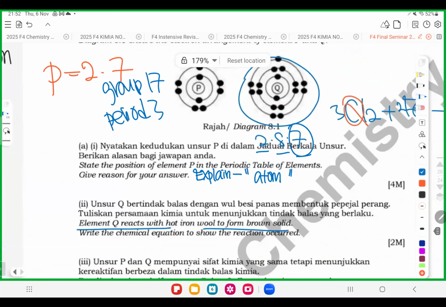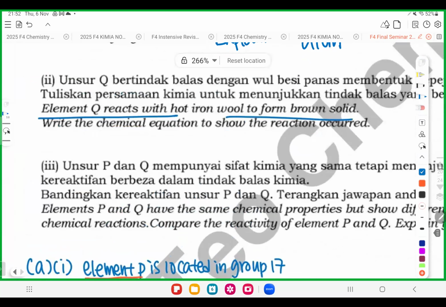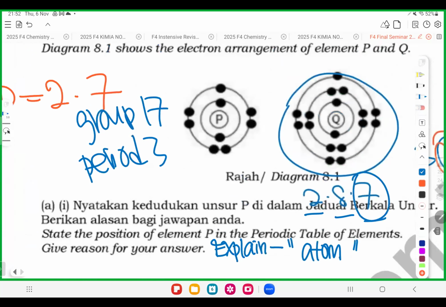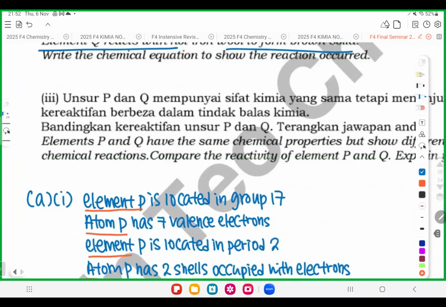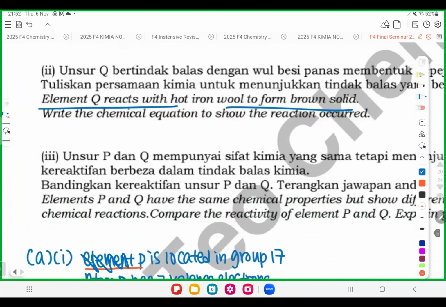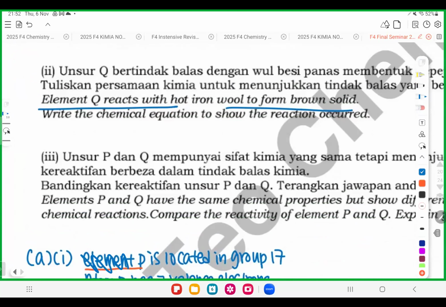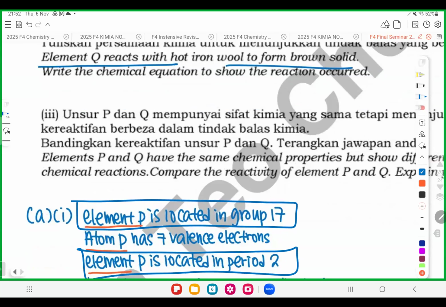When you start giving explanation, the word atom needs to be there. You see, for example, you see my answer? Element P is located in group 17. So if I only want to tell this substance is in which group and which period, I can copy back. They use the word element, I use back the word element. But some student will ask, Mr. Martin, if I don't write the word element, is it okay? No problem. The word element, you use it or you don't use it is perfectly fine. So you can see, element P is in group 17, element P is in period 2, no problem. If I just mention about the group and period, I just use back the word element or I don't use the word element, it is okay.